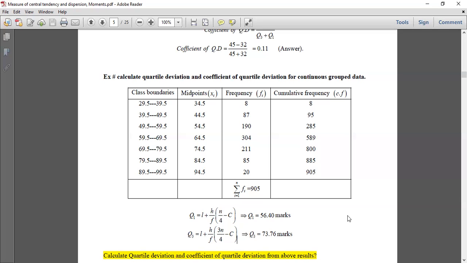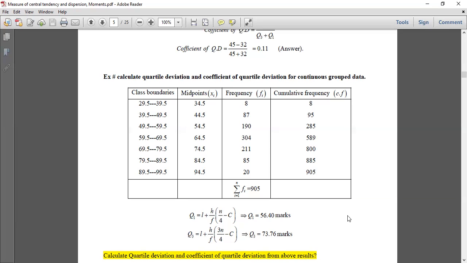Now first of all we need to check that all the data is in place. First we need to find Q1. How to find Q1? By putting the value of r as 1, the formula for Q1 is L plus N by 4 minus C divided by f, into L2 minus L1. What are L1 and L2? L1 is the lower limit of the quartile class.